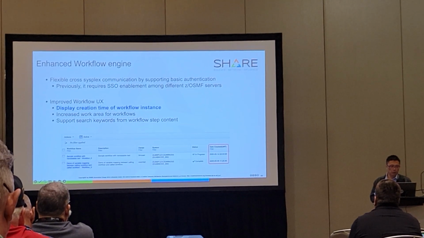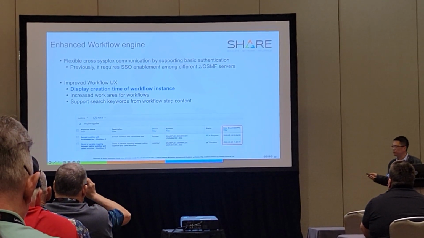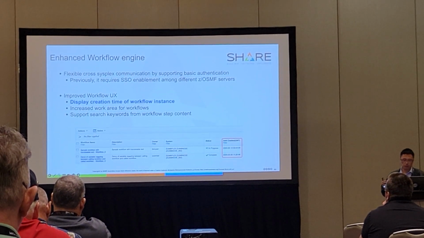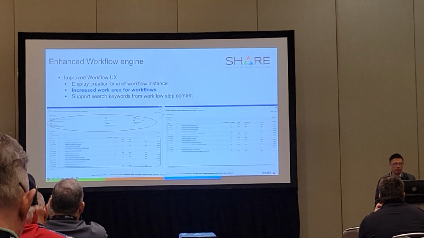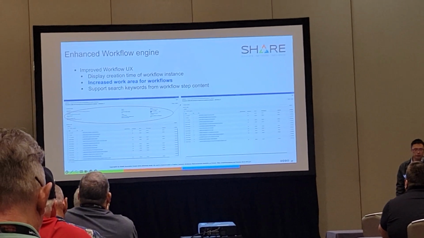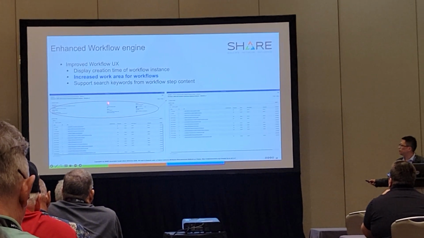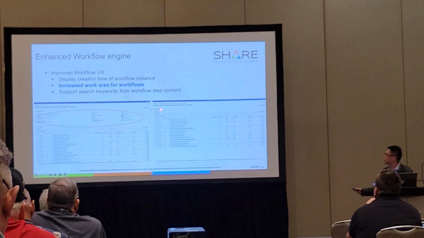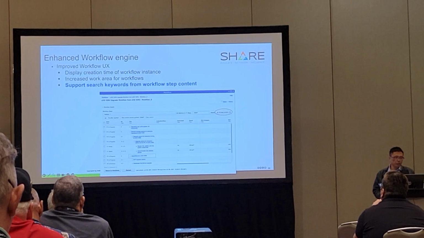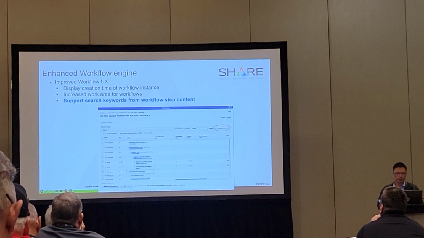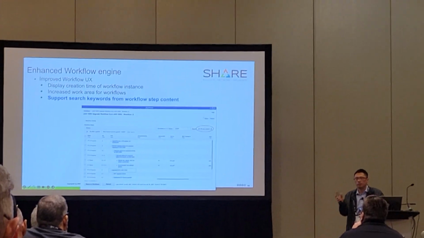And we also improved the workflow user experience. The first one is about displaying the creation time for the workflow instance, so that you can, for example, sort all the workflow instances by creation time. And the second one is about the increased work area for workflows. The major part of a workflow instance is all the steps, right? So these are the workflow metadata. Now we added support so that you can collapse the whole workflow metadata area. And we also support you to search the keywords from workflow step content instead of only from the workflow step title.